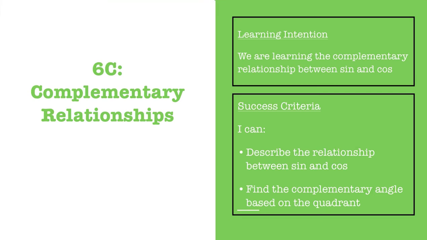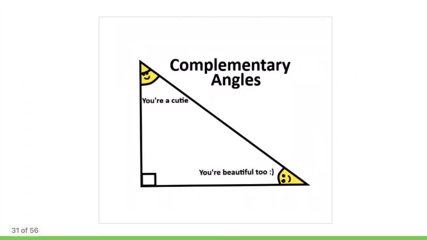Exercise 6C, Complementary Relationships. Today we are learning about the complementary relationship between sine and cos. What you need to be able to do is describe the relationship between sine and cos, and then find the complementary angle based on the quadrant. So what are complementary angles?